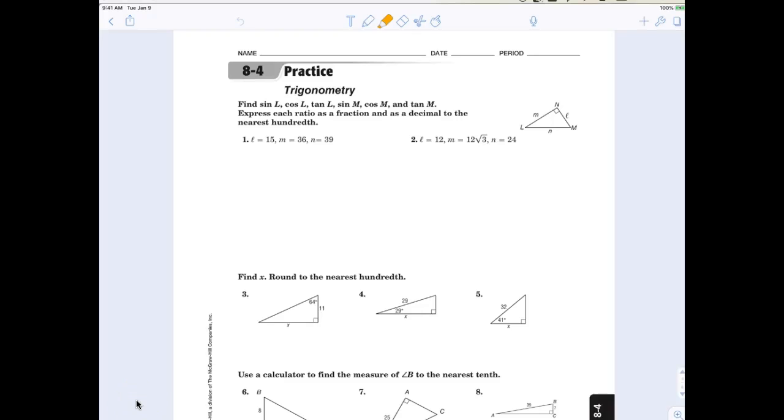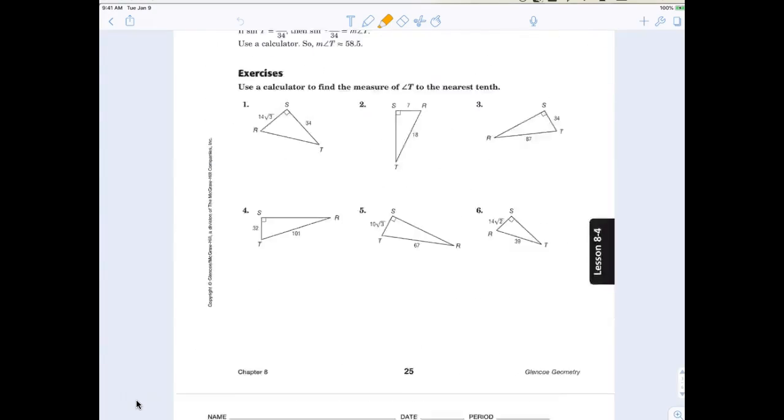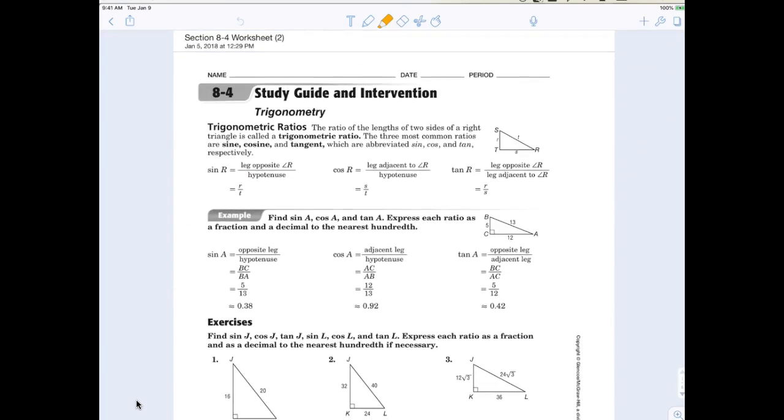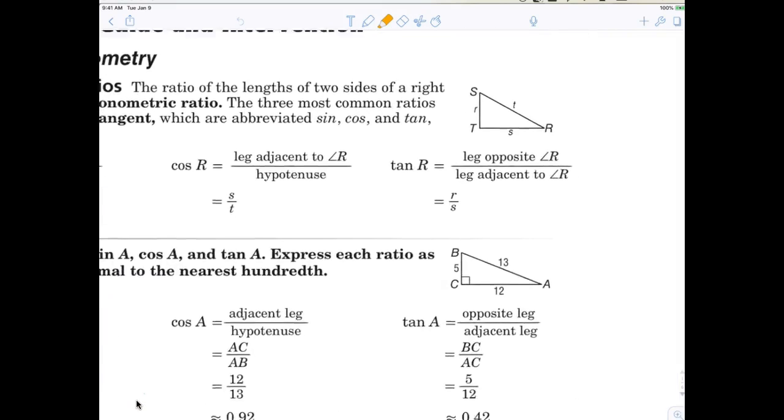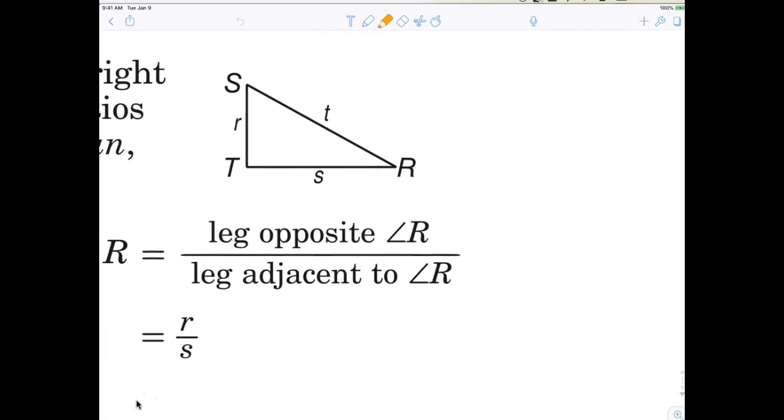All right. Now, for the introduction to trigonometry, there are lots of things I need to show you. First and foremost, I want your attention up here on the board. I'm going to talk specifically about this right triangle, SRT. For this triangle SRT, I want everybody to pay attention real quick. If I'm referring to T, that would be referred to as the right angle.